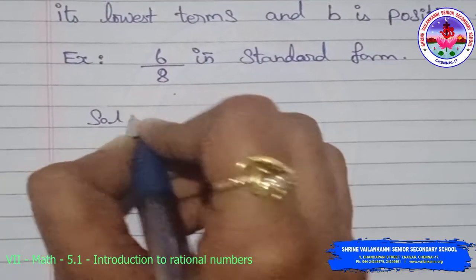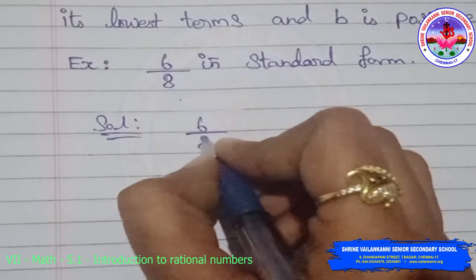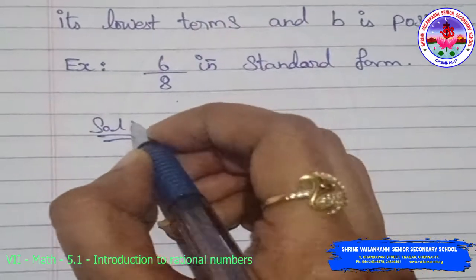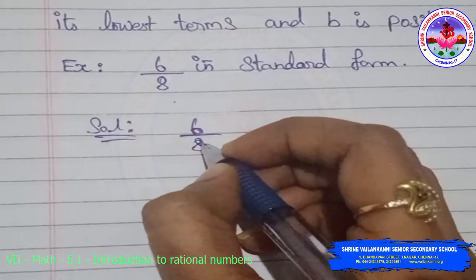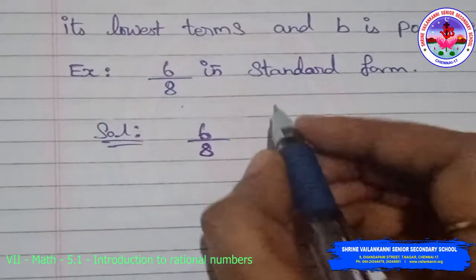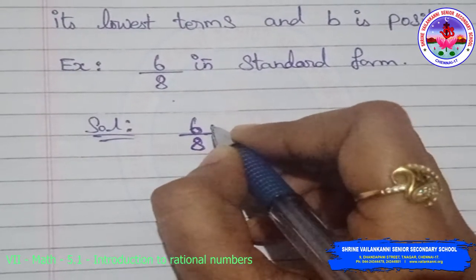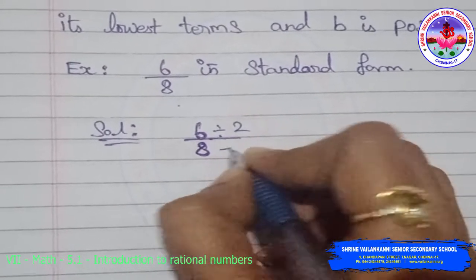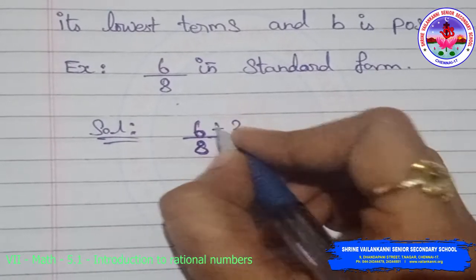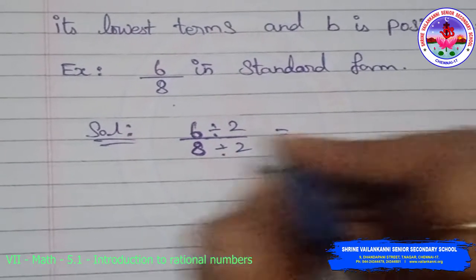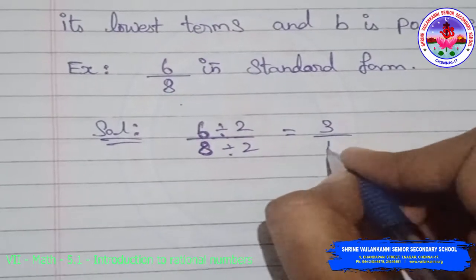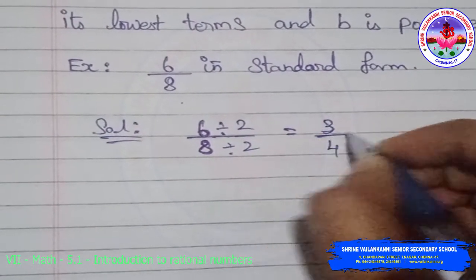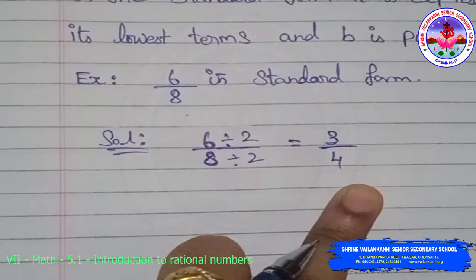Solution: 6 by 8. The definition says it must be expressed in the lowest terms. So you can simplify the numerator and denominator by common factors. Here 6 and 8 are both in the 2 table, so you can divide both the numerator and denominator by 2. This gives 3 and 4. This is the lowest term after simplification.